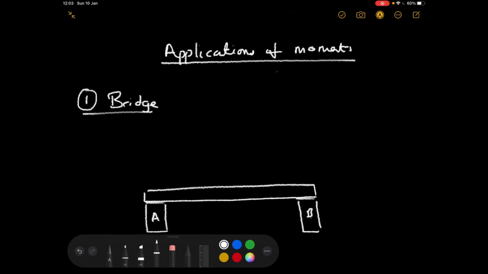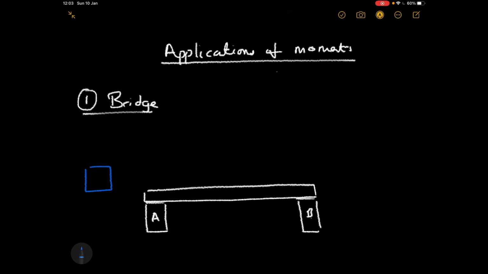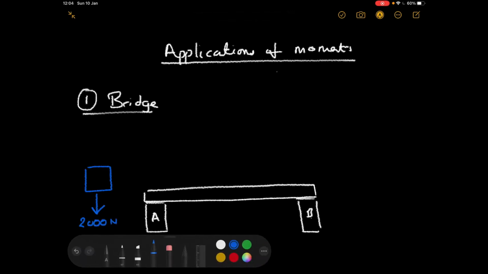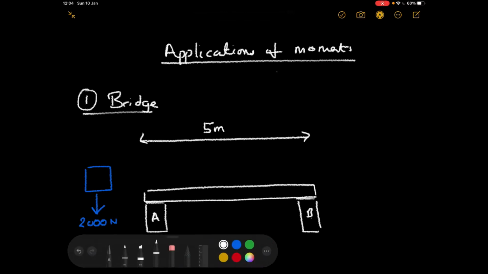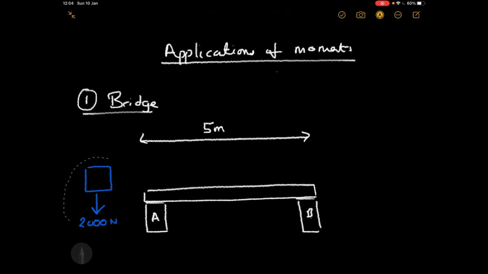Now, in order to keep this simple, we're going to have an object. And let's say this object has a weight of 2,000 newtons. And this object is going to cross the bridge. And let's say this bridge is 5 meters long. So my object is just going to move across.